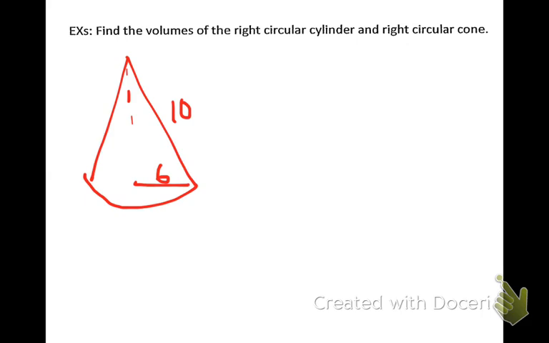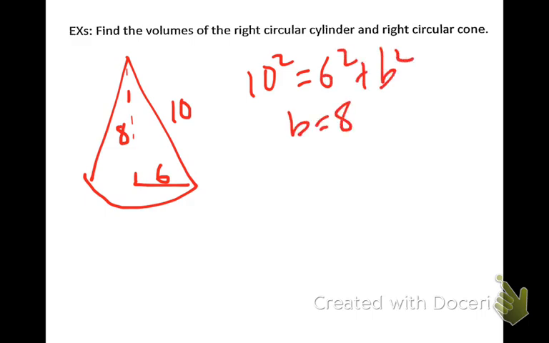Right. So what would it be? It would be 8. Yeah, it's 8. Because we've got 10 squared equals 6 squared plus b squared. So b equals 8. Pythagorean triple.